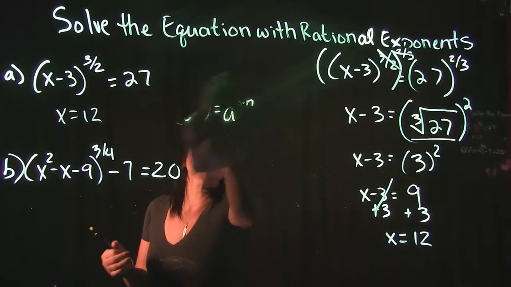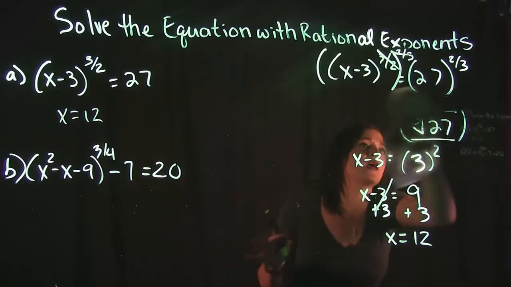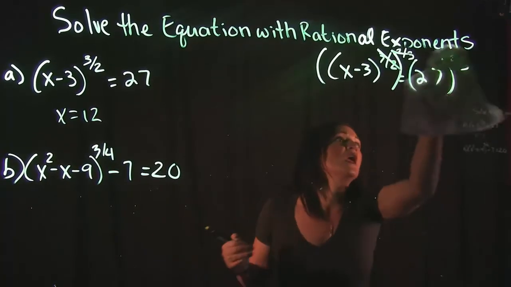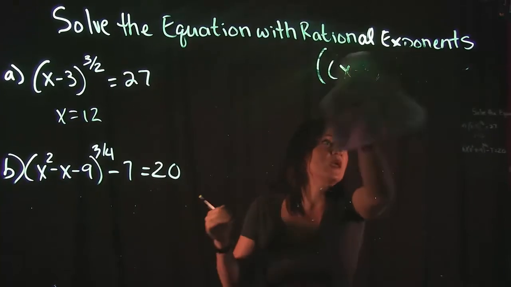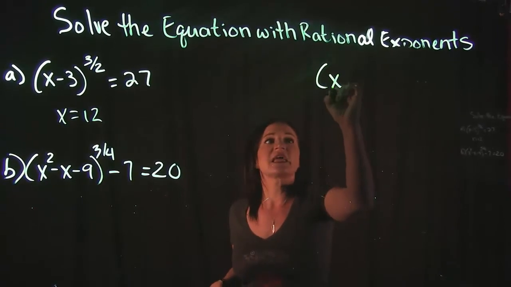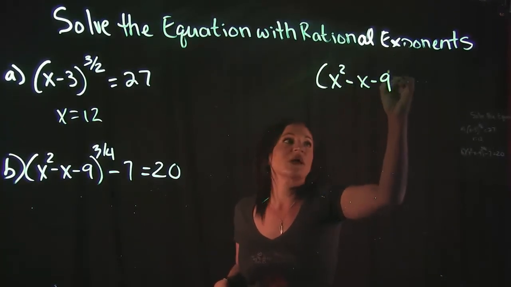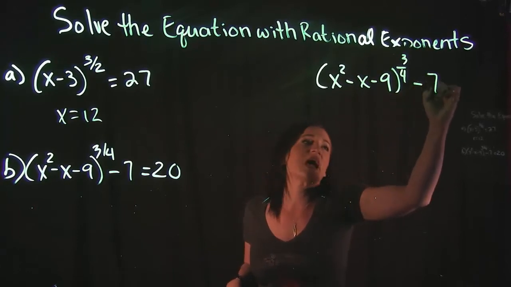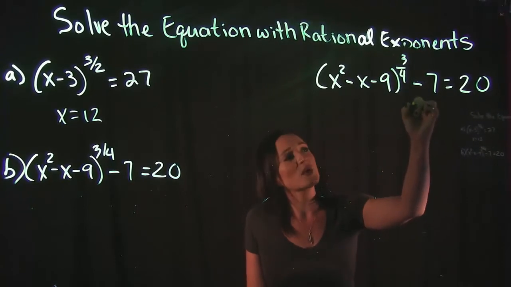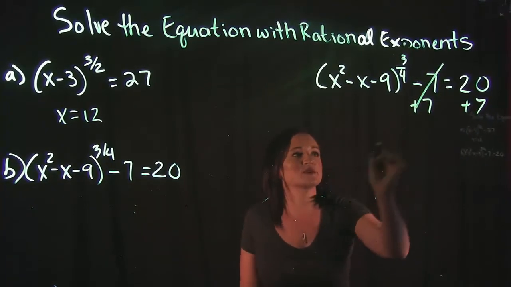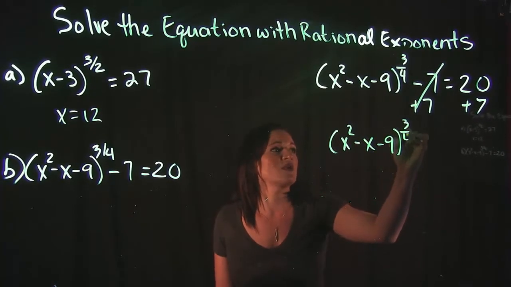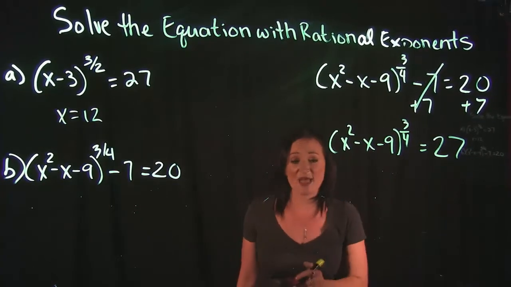So let's see if we can take example B and do the same thing with it. Remember example B, we do have one additional step in the beginning, because our first step is to isolate your term with your fractional exponent by itself on one side. It's almost by itself, we just need to move this 7 over. So the first thing we're going to do is add 7 on both sides, giving us x squared minus x minus 9 to the 3/4 is equal to 27.